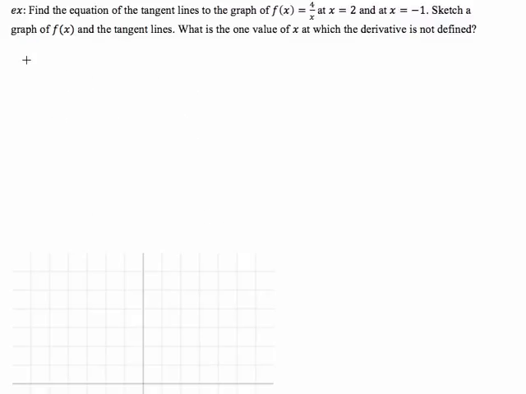First, let's find the derivative. So again, we have a fraction, so we're going to need to rewrite it first so that it is not a fraction. So let's bring this x up to the numerator and write this as 4x to the minus 1.